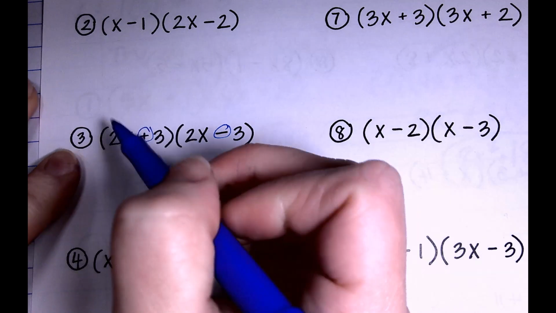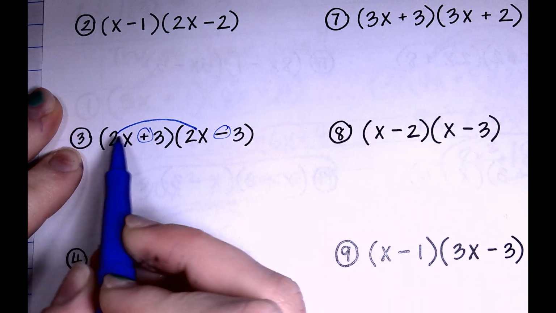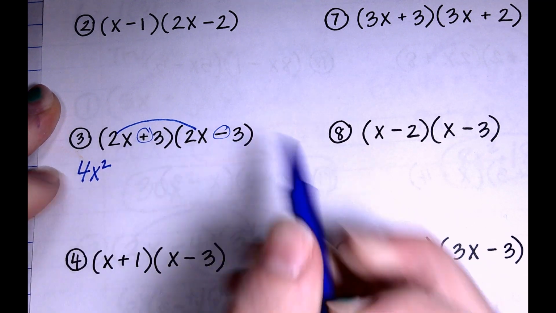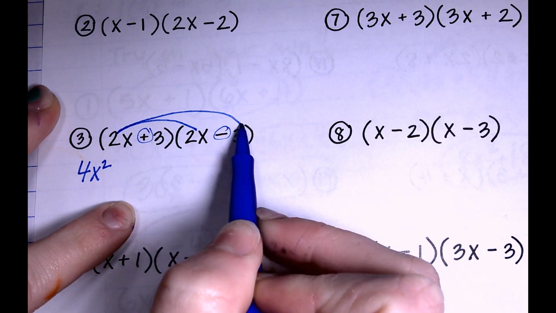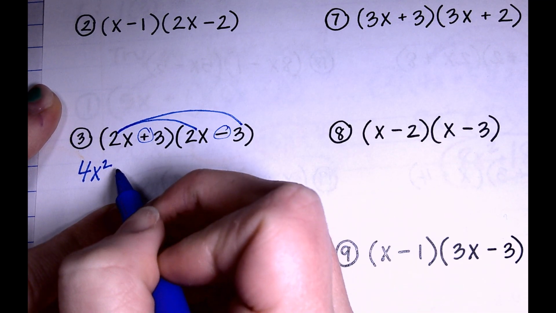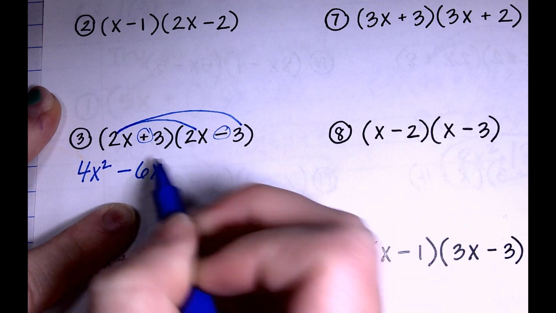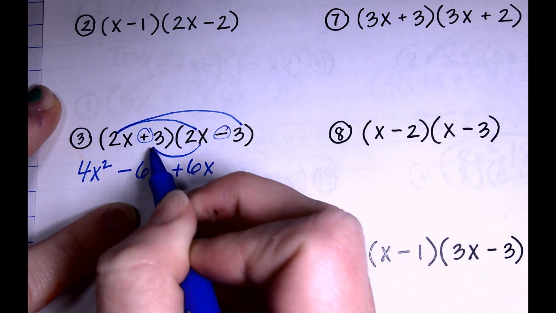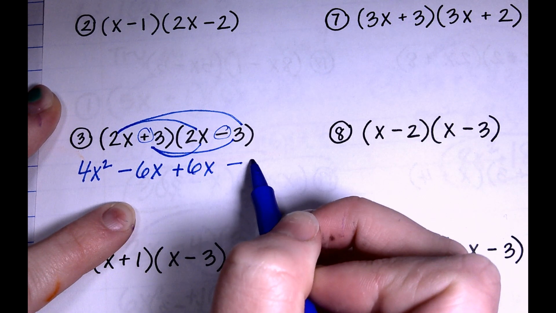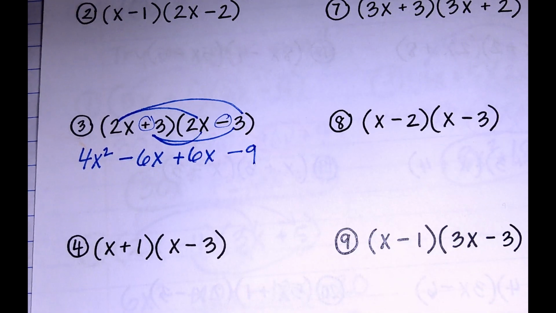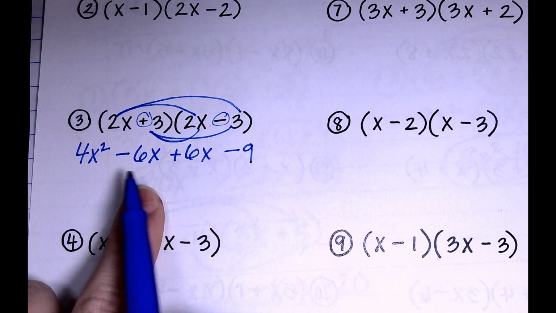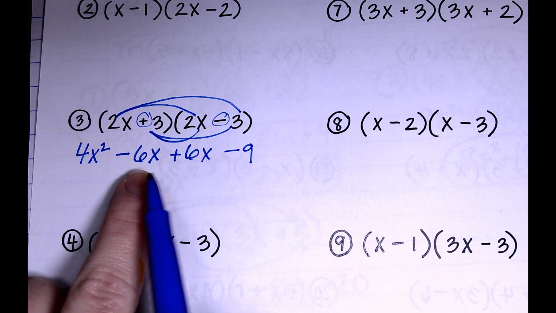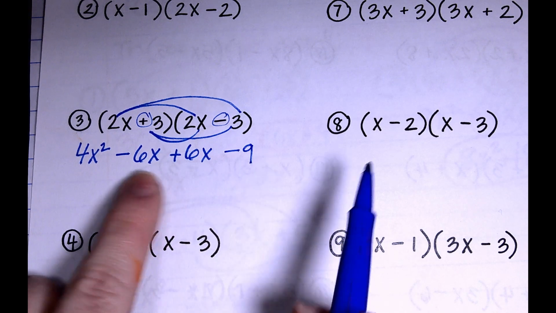So if I were to solve this, 2x times 2x gives me my 4x squared. 2x times negative 3 gives me negative 6x. 3 times 2x is plus 6x. 3 times negative 3 is minus 9. Okay, so now we're here, and let's see what's going on. I have 4x squared minus 6x plus 6x minus 9.